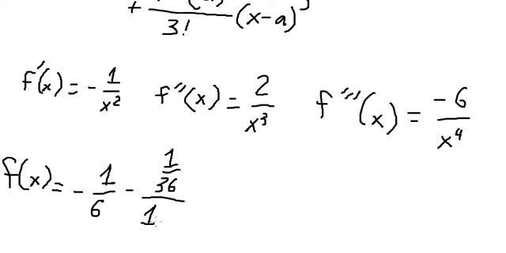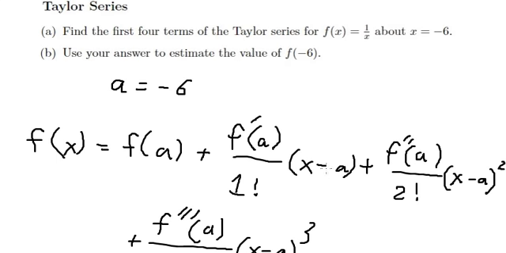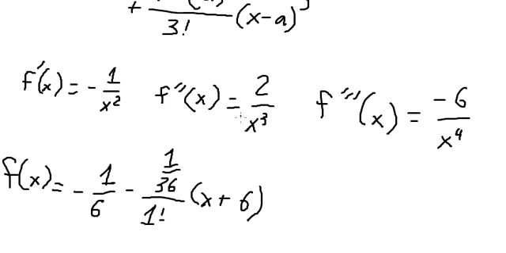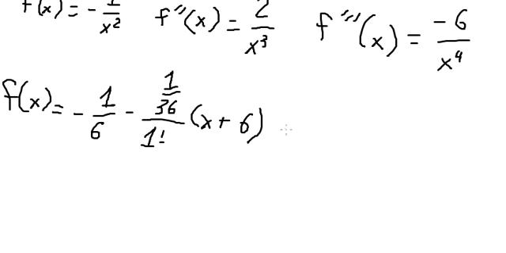over 1 factorial. And we have x minus a, with a negative 6. So we have x plus a. That's it, x plus 6. The next one, we put negative 6 in here. So we will have about negative 2 over 216.